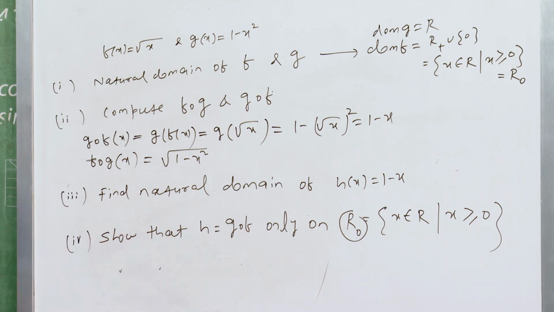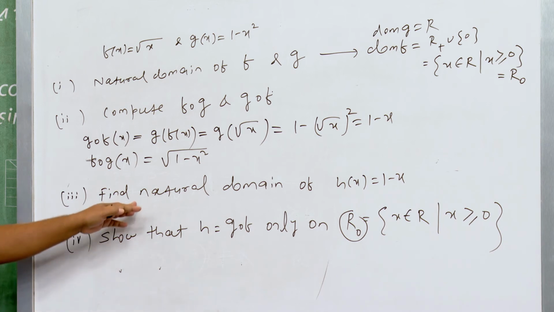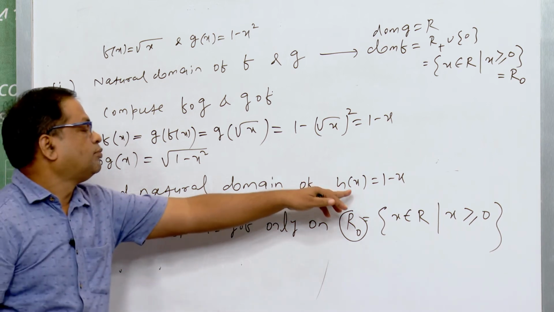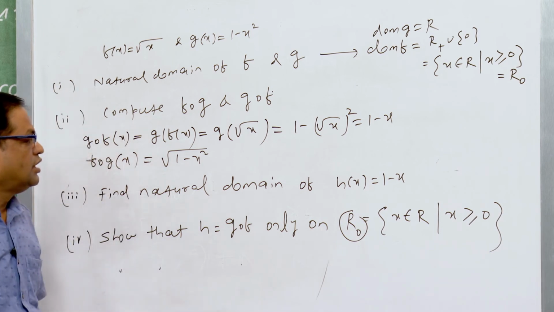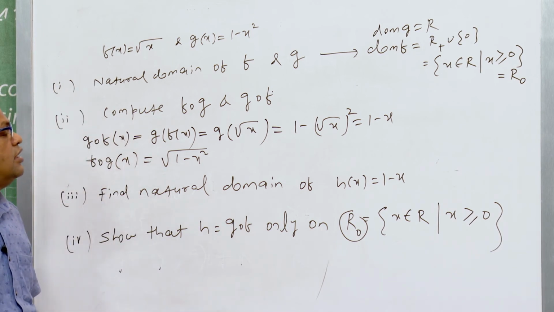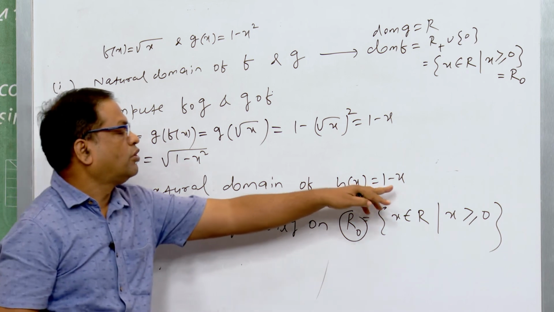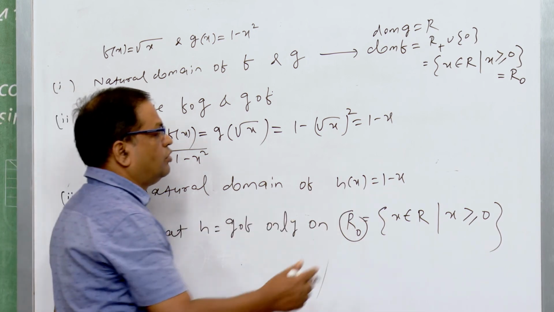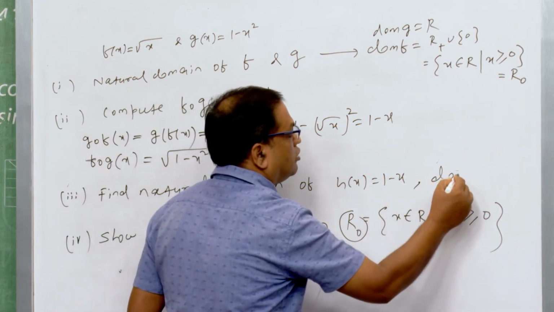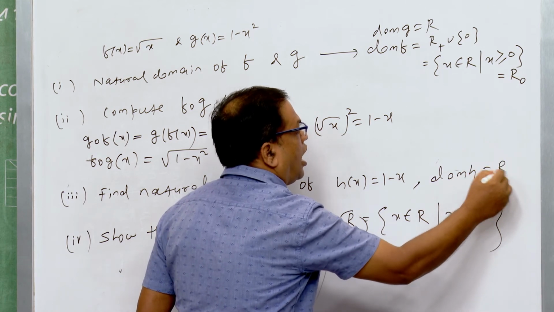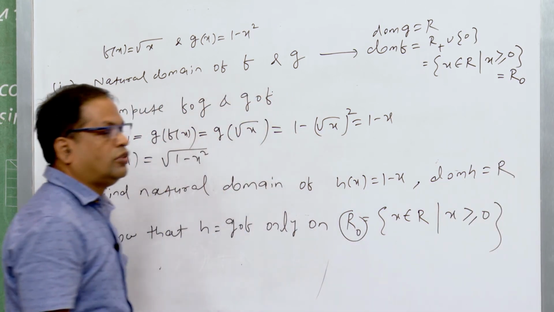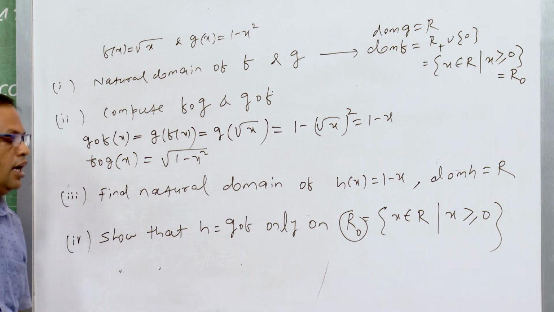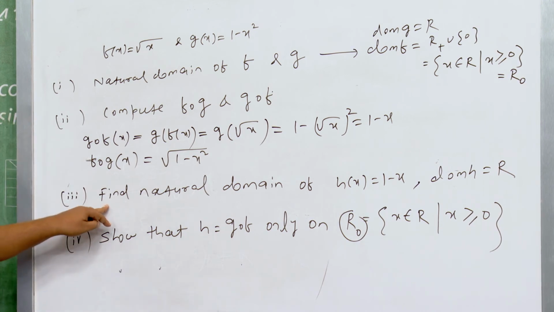Third bit, find natural domain of h x is equal to 1 minus x. So, what is the natural domain? Here the function is h x is equal to 1 minus x. h x is defined for all values of x. So, domain of h will be R. Domain of h will be R. So, the third bit is answered.